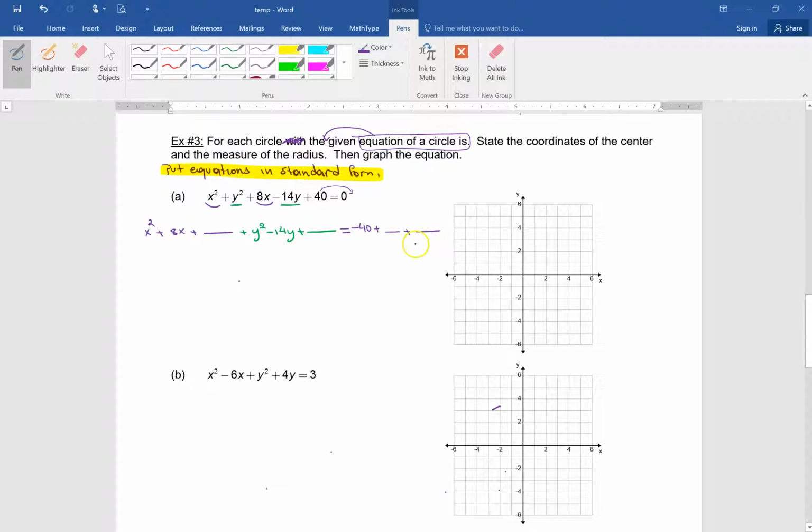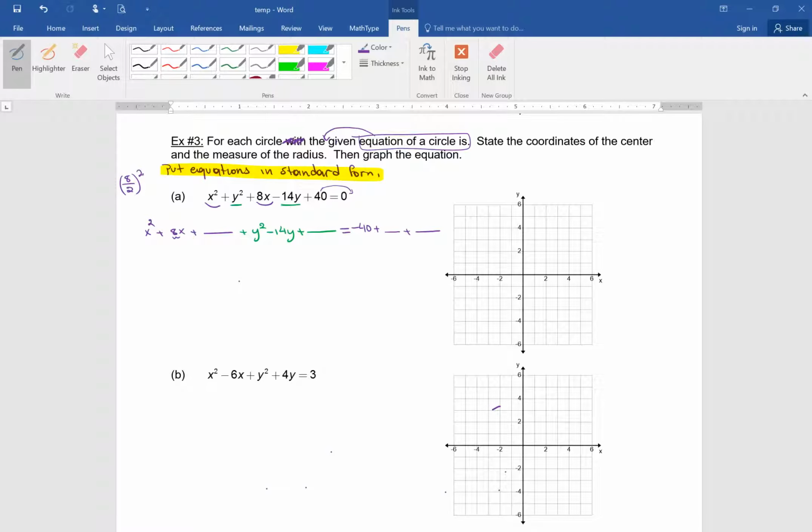Now we have to figure out what numbers you're going to add there. Whatever you do to the right side of the equation, you have to do the same to the left side of the equation and vice versa. Okay? All right, so what number goes there? You take this 8, divide by 2, and then square. Okay? Always. You take the number divided by 2, square it.